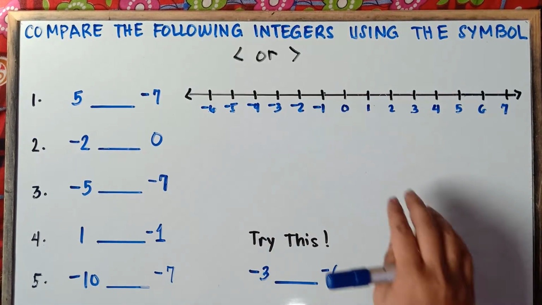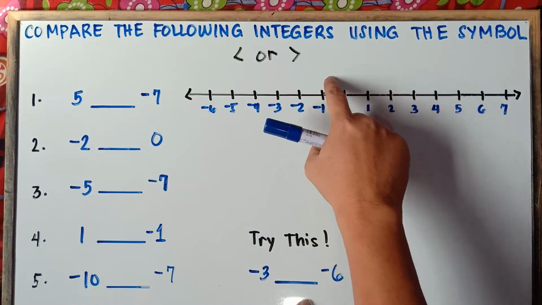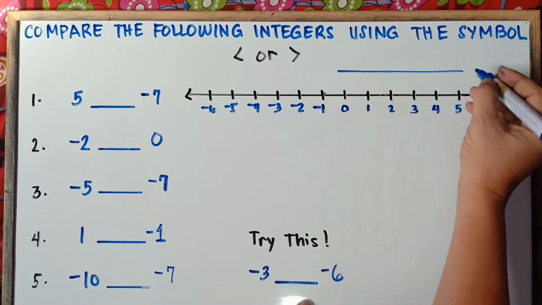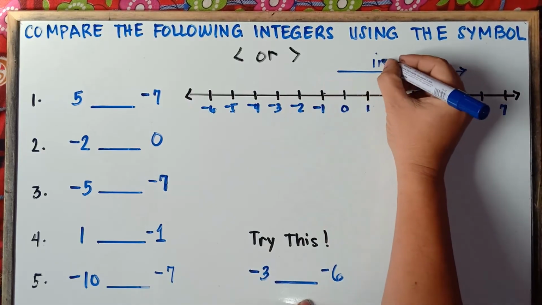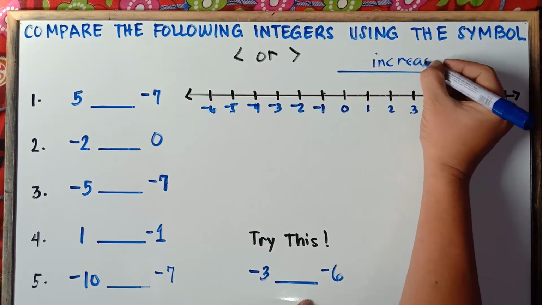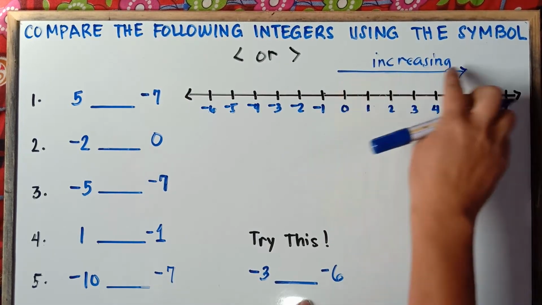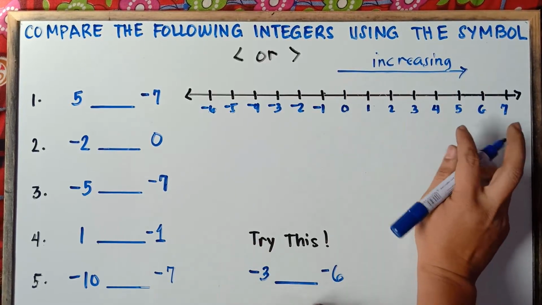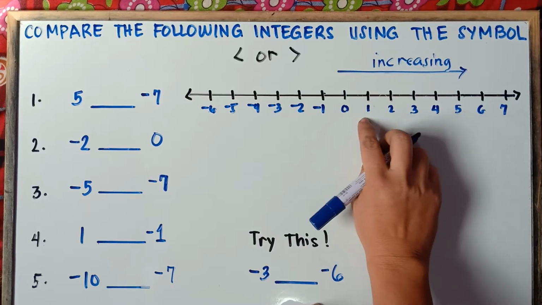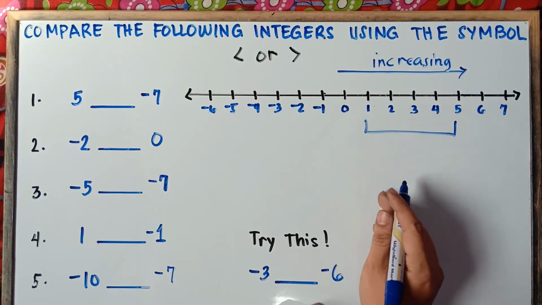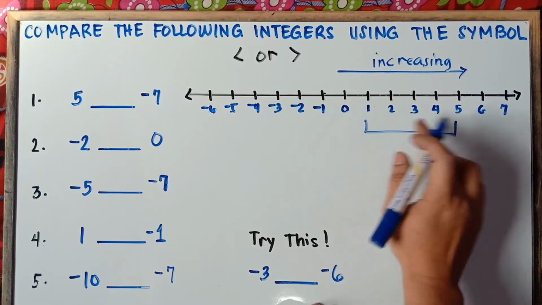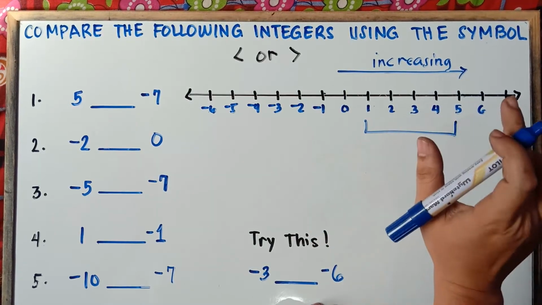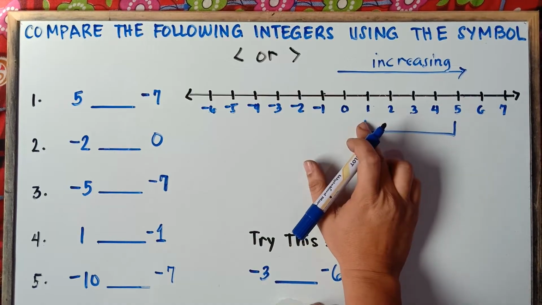Now for the number line, class, the numbers going left to right, those numbers are increasing. You need to remember this one, class. Numbers going left to right, those numbers are increasing. So therefore, we can say that 5 is greater than 1, because 5 is on the right of 1.